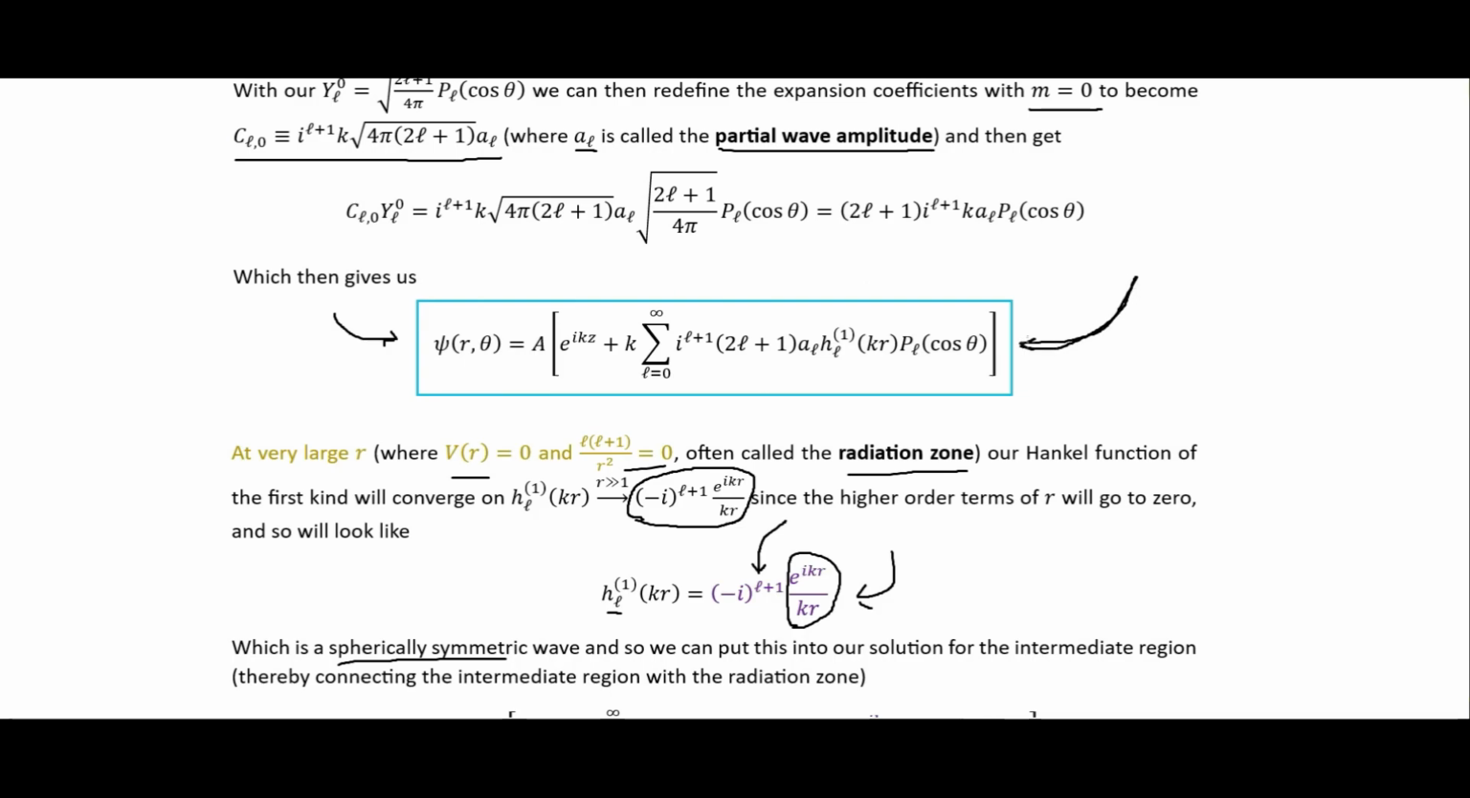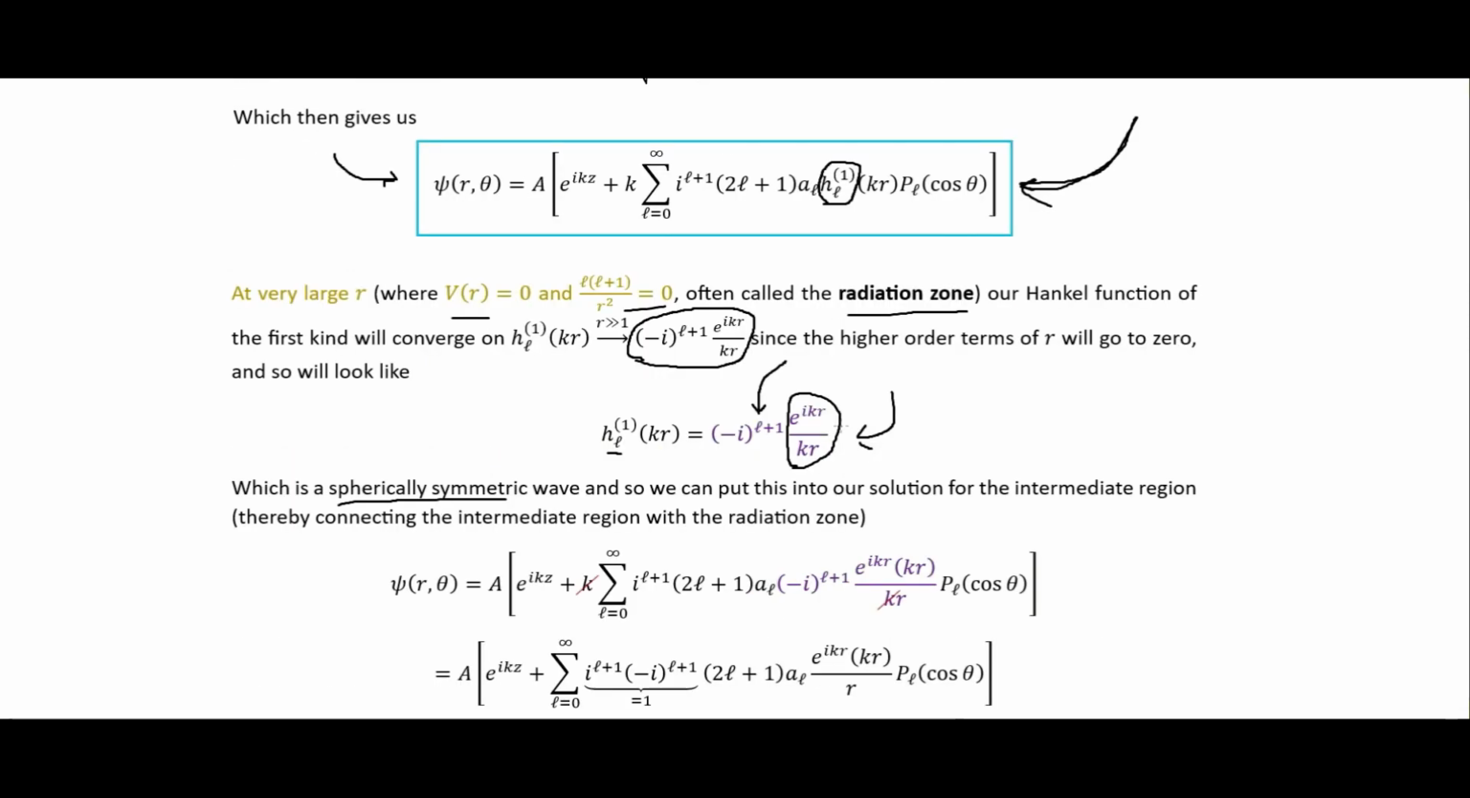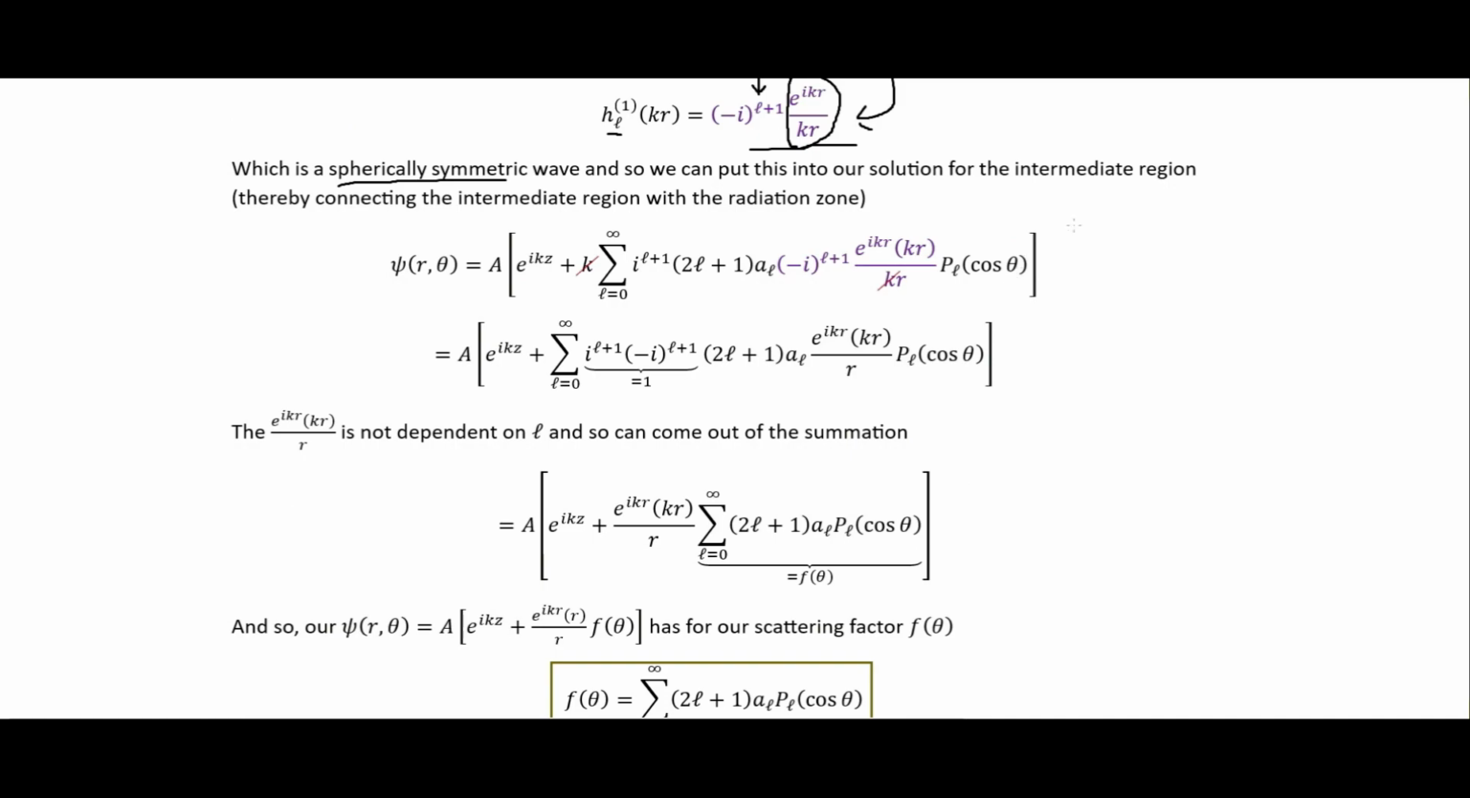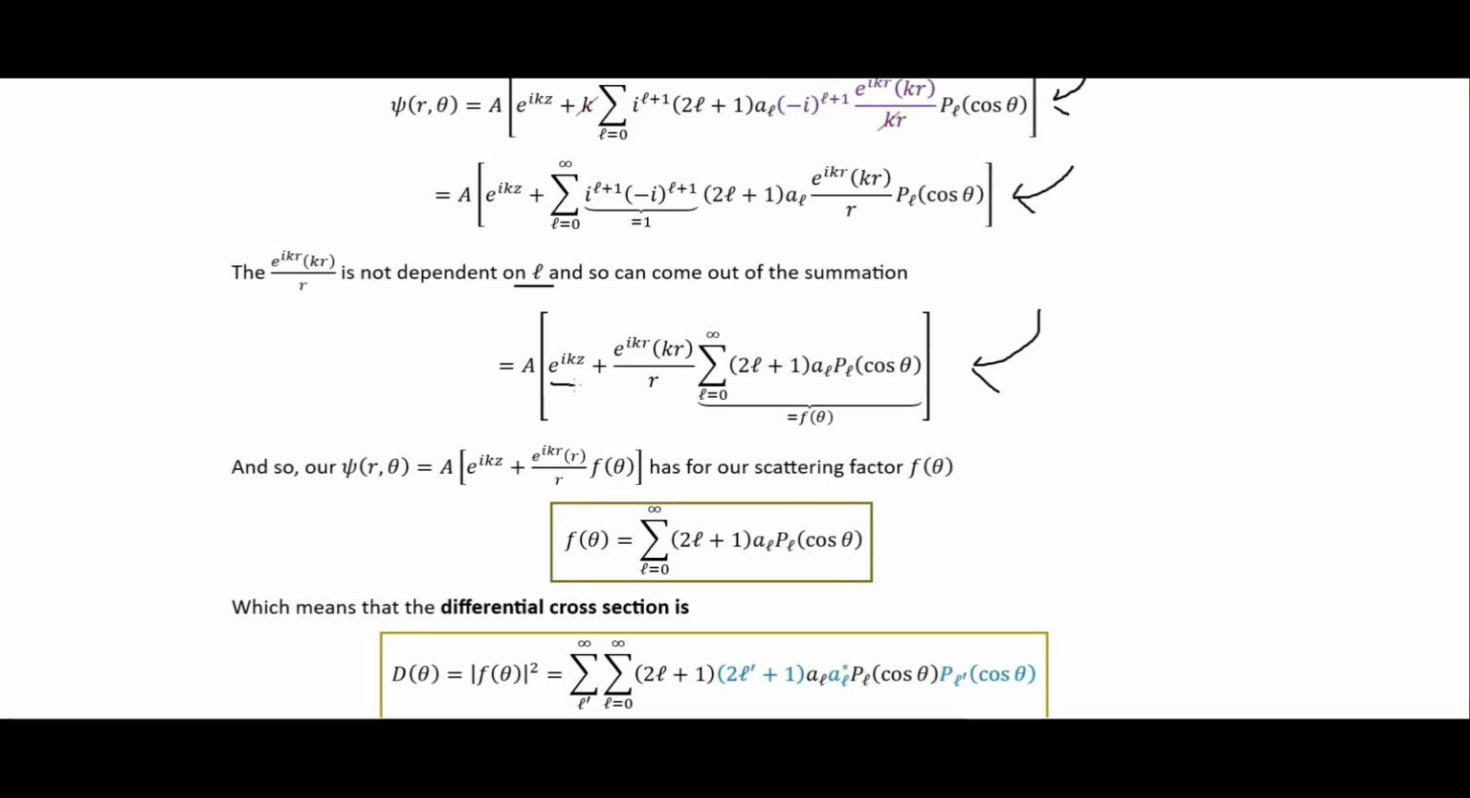So we're putting it into this right here. This Hankel function right here, we're putting this in for that. We do that, we cross out the k's, and we end up with this right here. But this is not dependent on the l, and so we can pull this out of the summation, so we end up with this. And so this is our incoming wave, this is our outgoing wave, and so this summation here must be our scattering factor f of theta. And so this is our scattering factor right there.